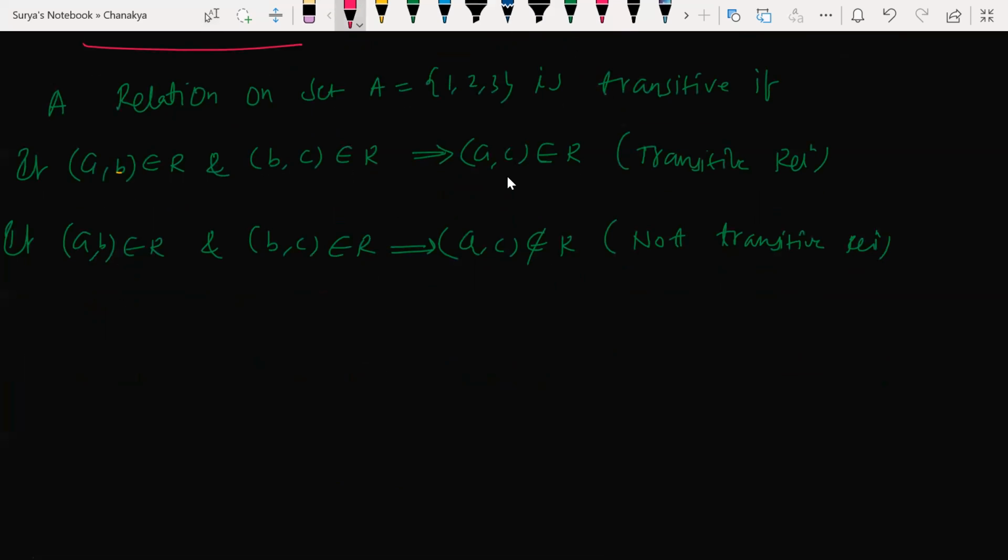Okay. First, let me give an example. Beta, look at it here. Let's solve a question now. Let set A be equal to {1, 2, 3}. I'm taking this. Okay, I'm writing one relation. R1 is equal to {(1, 2), (2, 3), (1, 3)}.